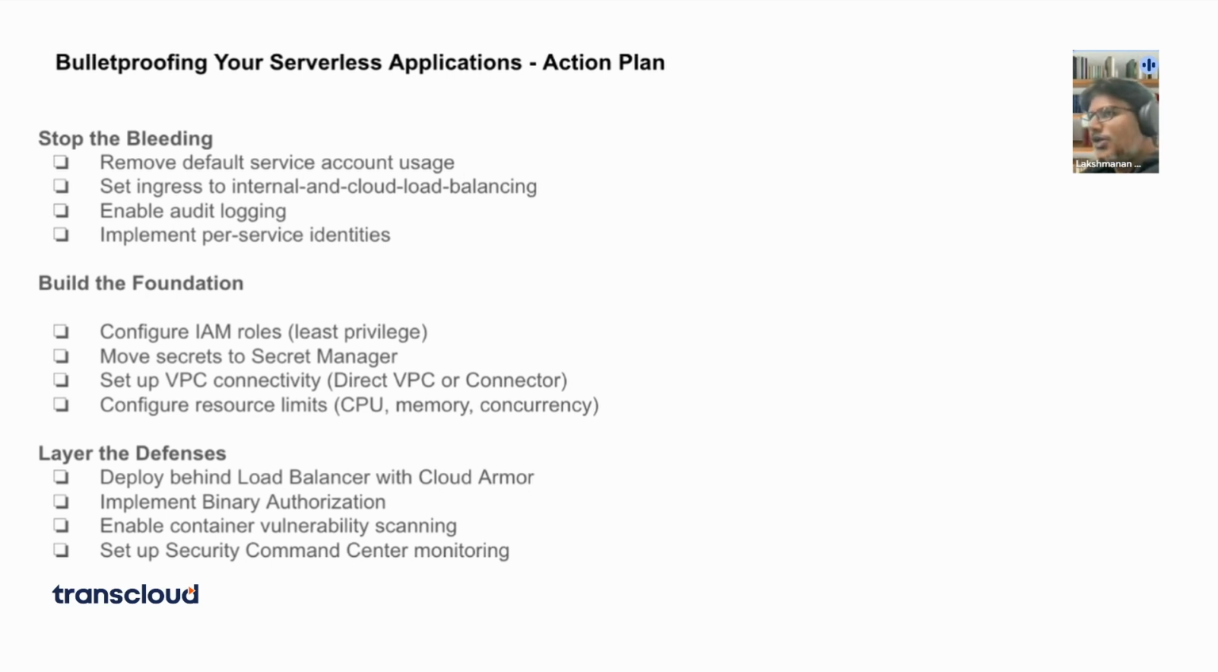Then the second thing is to set your ingress controls, especially for your backend applications, so that you don't allow direct access to them, only access from internal and Cloud Load Balancing. The third is to enable audit logging in your Google Cloud so that you know what people are doing and what service is accessing what service, etc. And definitely implement per-service identities, right? So if you have 5 different services or 8 different services, make sure each of them has a separate identity, right?